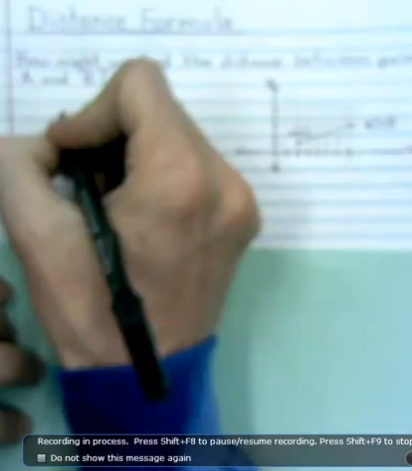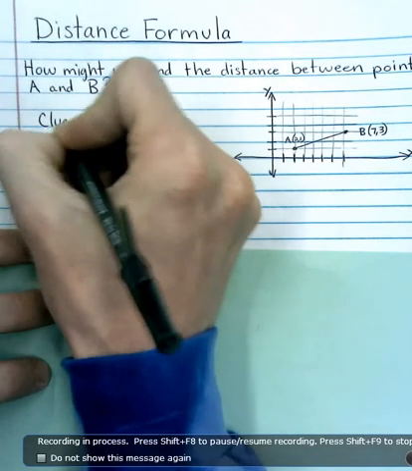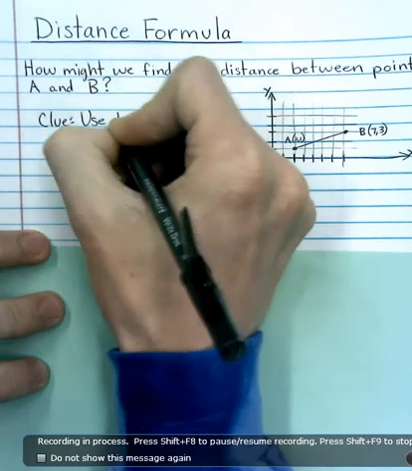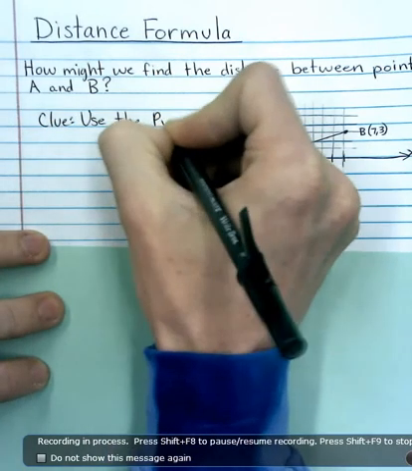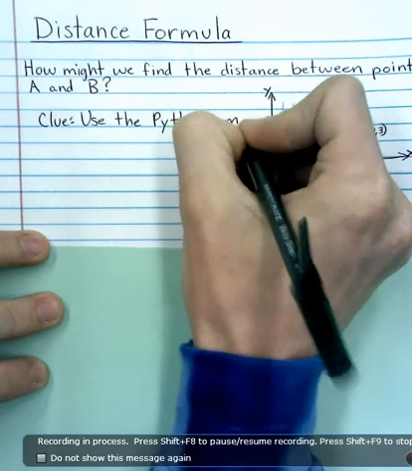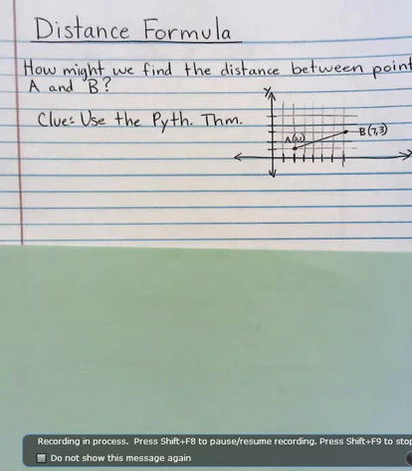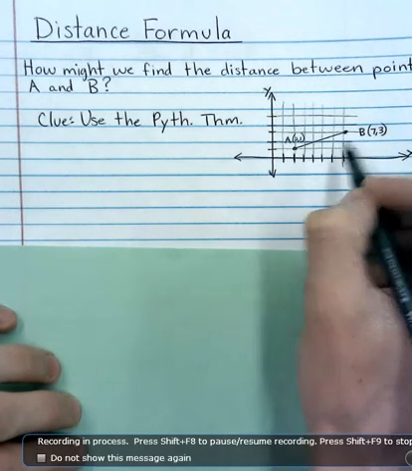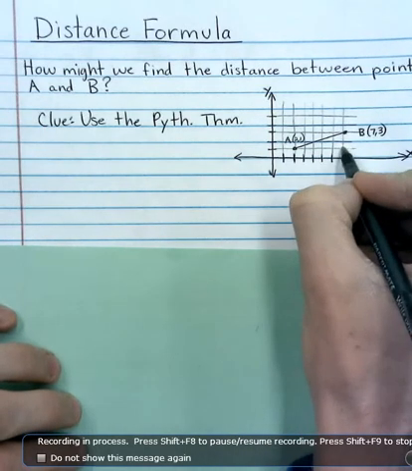Here's your clue. How about you use the Pythagorean theorem? Still perplexed? What if we put a point right here on our graph?